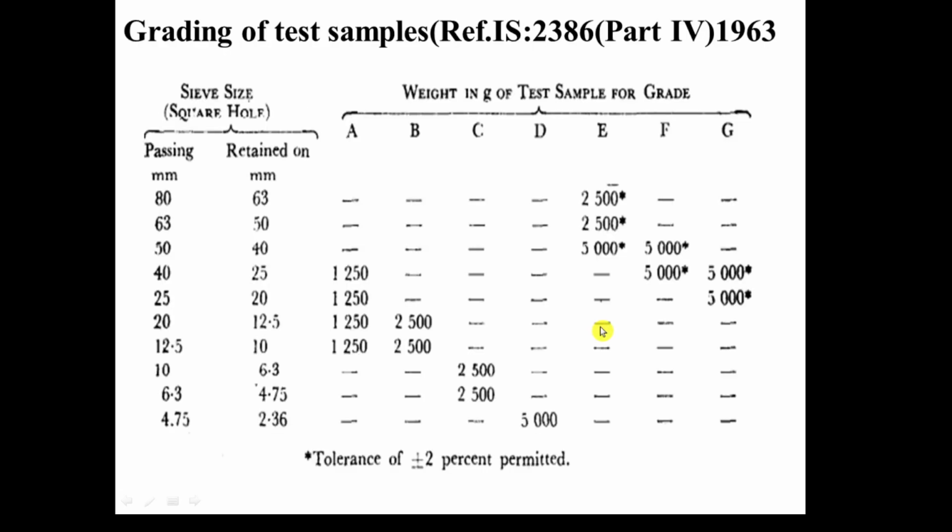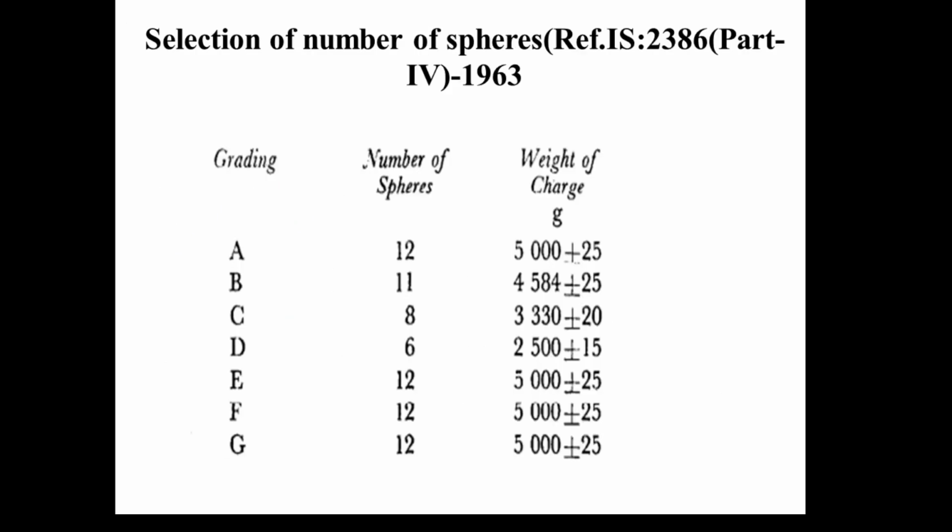Then grading of test samples according to reference IS 2386 part 4 1963. The various gradings are A, B, C, D, E, F, G, and these are the sieve sizes, that is, passing in mm and retained on in mm. We need to select the grading of the test samples. Then selection of number of spheres. According to the grading selected, we have to select the number of spheres. If B grading is to be used, then we have to select 11 spheres. If it is D, we need to select 6 spheres.